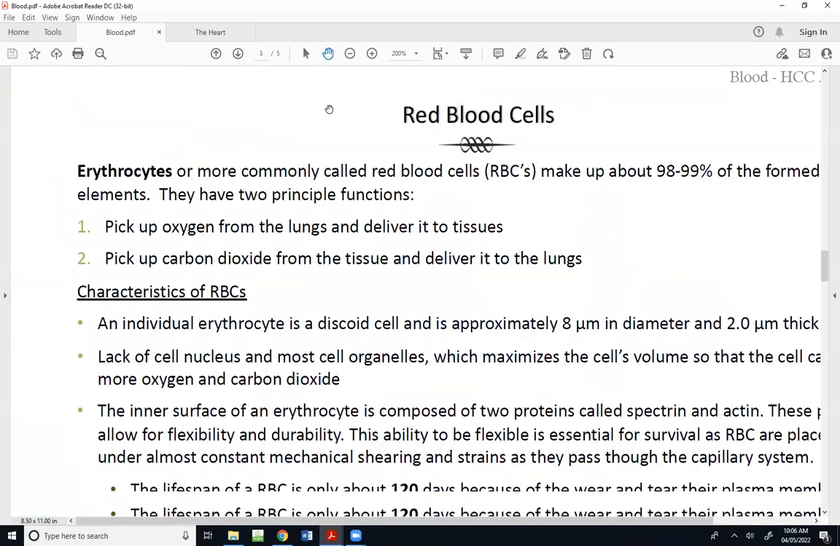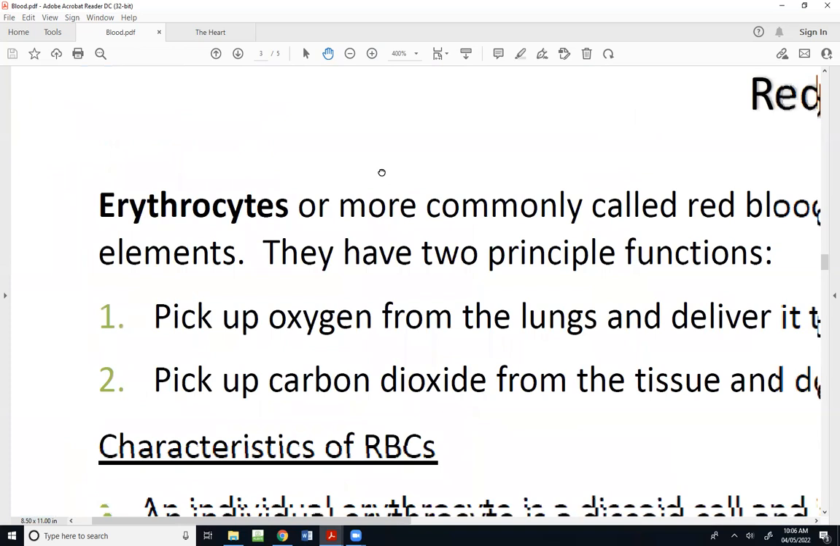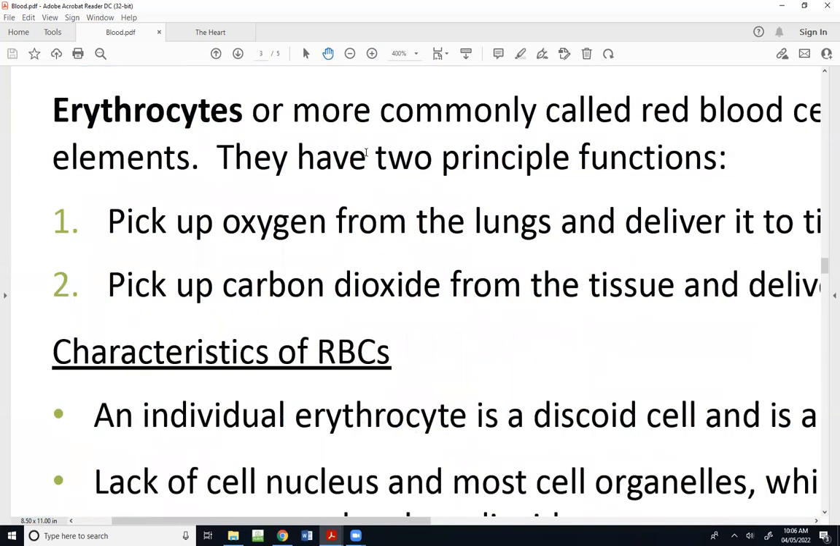All right, done talking about the plasma. Let's talk a little bit more about those blood cells, starting with the red blood cells. Fancier term for that are erythrocytes. Typically, I just call them red blood cells, or RBCs for short.